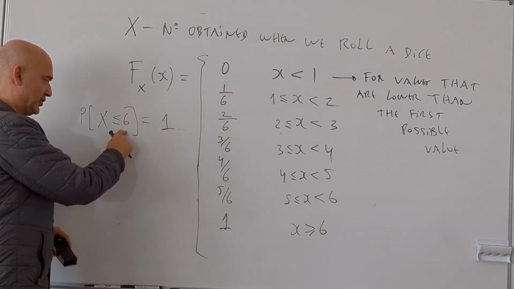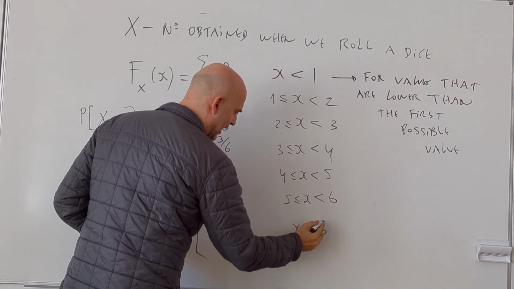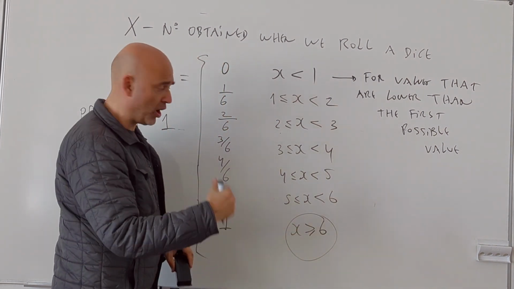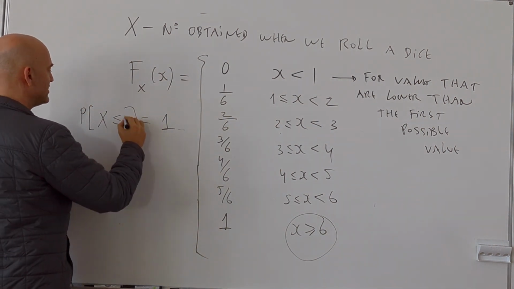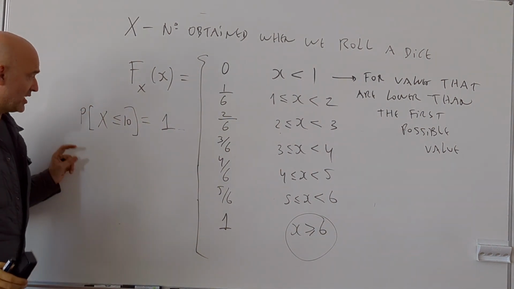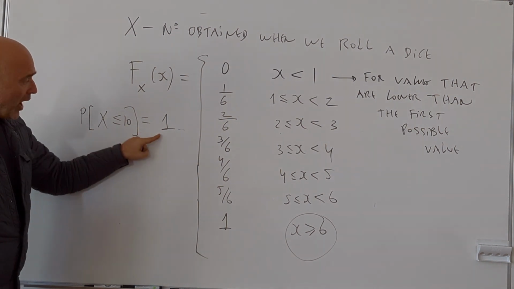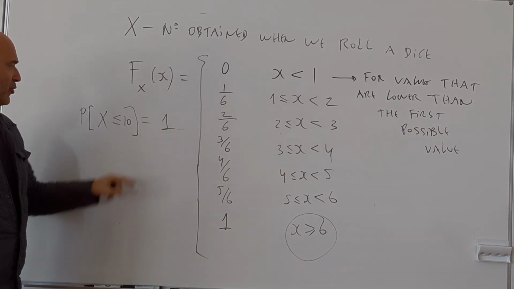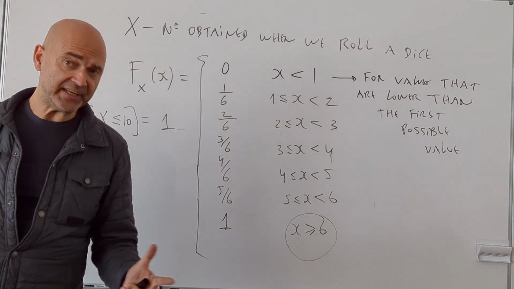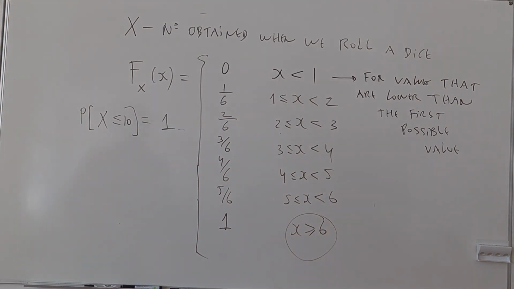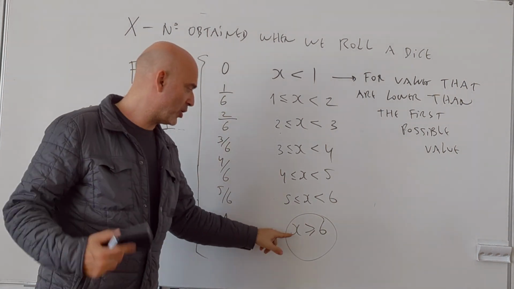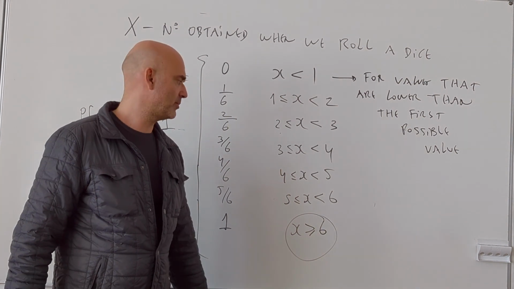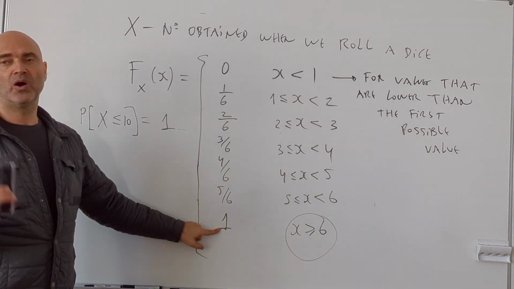But the input in the function, I put 6, but I can put other numbers higher than 6. I can put here 10. What is the output? Of course, it must also be 1, because we have 100% certainty that we will get a number lower than 10. We can put here 100. Any number above 6, the output must be 1.